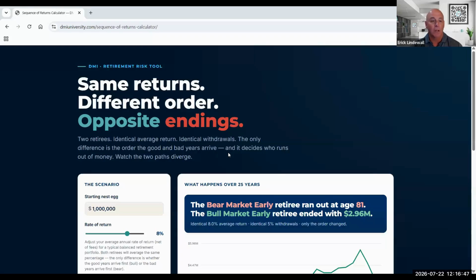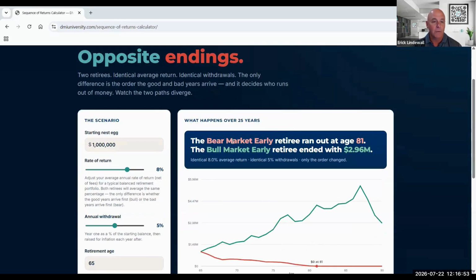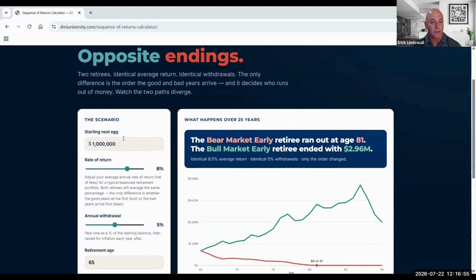So what I really like about this, there's a lot of things I like about this, but I'm a believer that most people are visual learners, right? And so what this calculator will allow you to do is sit with a client and walk them through some scenarios. So as you notice, we can select a starting nest egg. So folks are about to retire or recently retired.